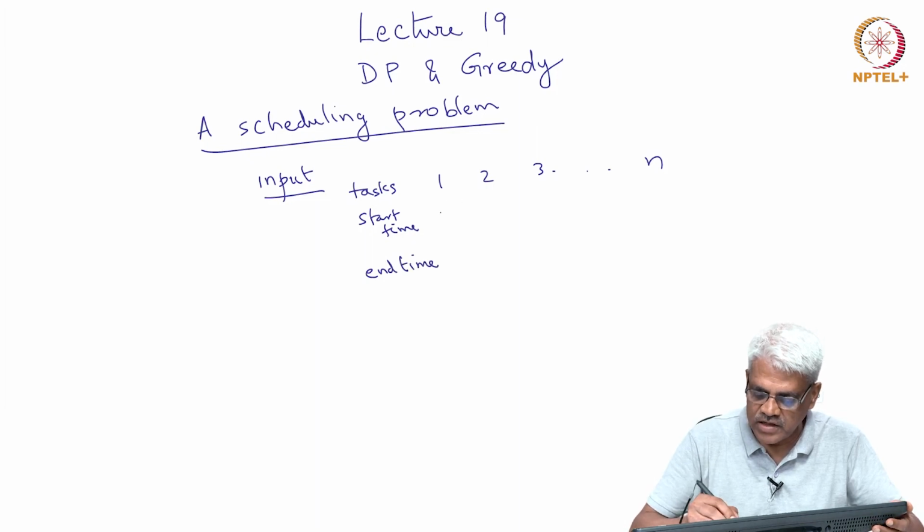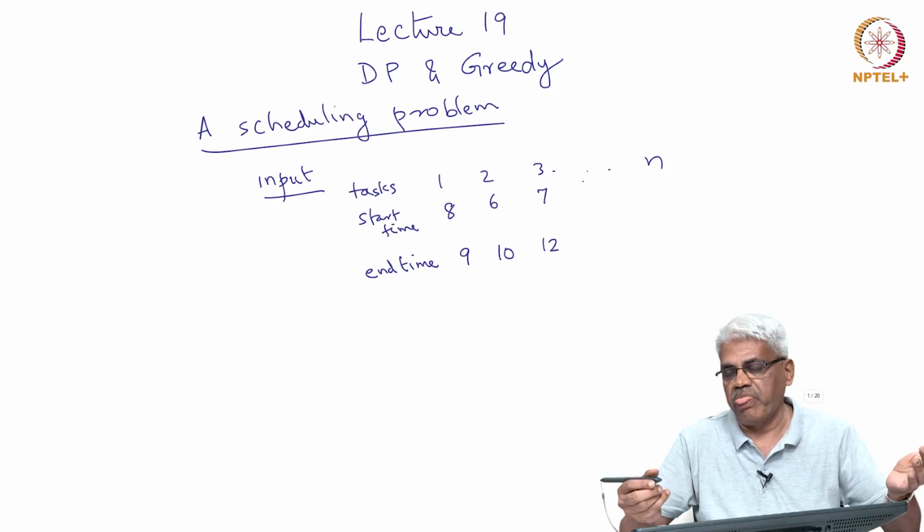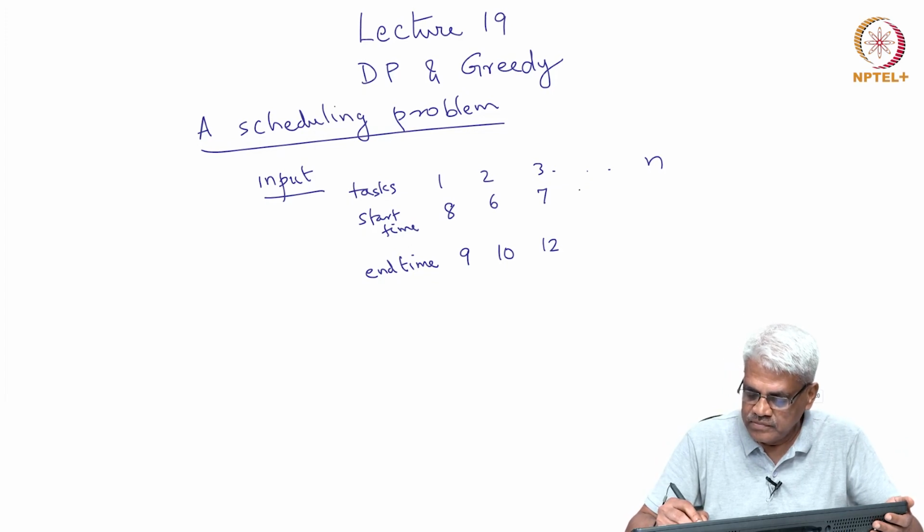So maybe this will start at 8 and finish at 9. Maybe this will start at 6 and finish at 10. This is a job which starts at 7 and finishes at 12. Here is a job which starts, let's say 14. So it's in the 24-hour clock cycle I'm mentioning, and it ends at 15. And here is something which actually starts at 10 and ends at 16 and so on.